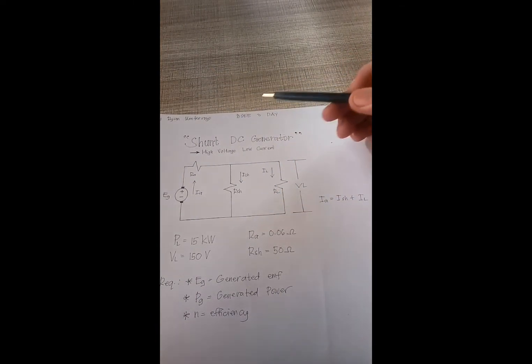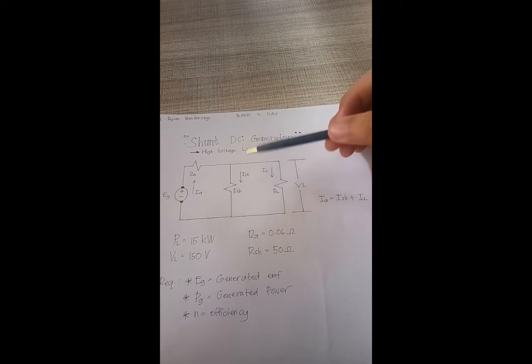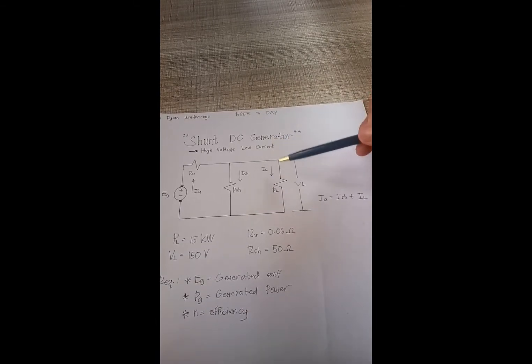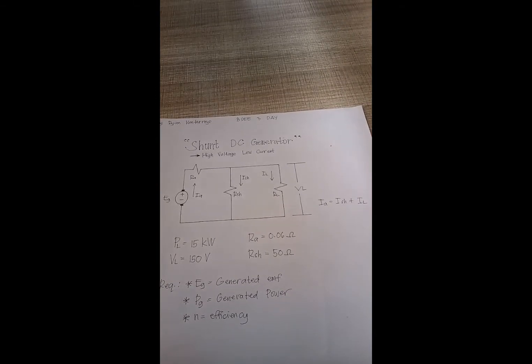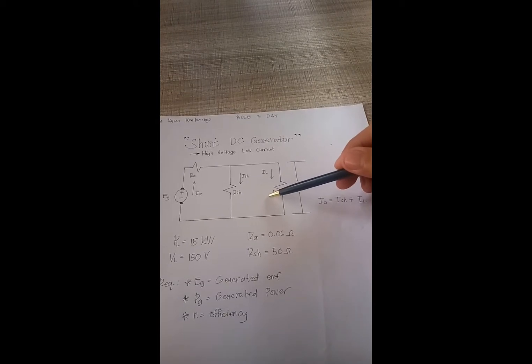Good day, sir. This is my model of a shunt DC generator with a condition of high voltage, low current. In this generator, the armature and the field coils are connected in parallel. This is my schematic diagram of a shunt DC generator.